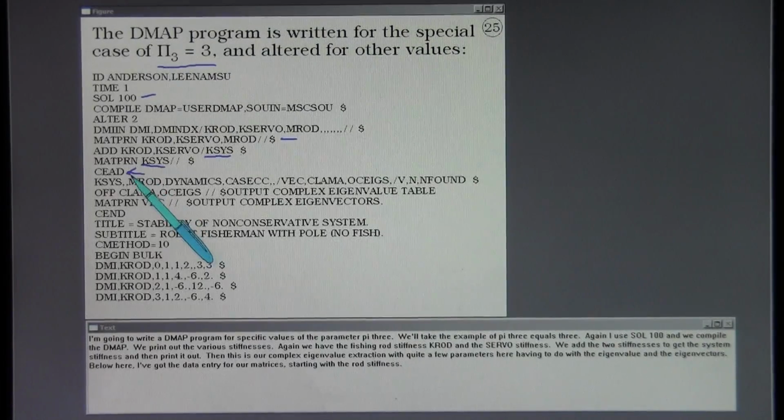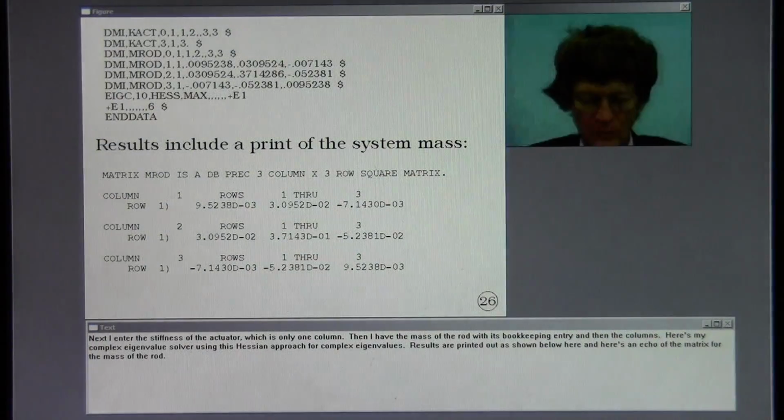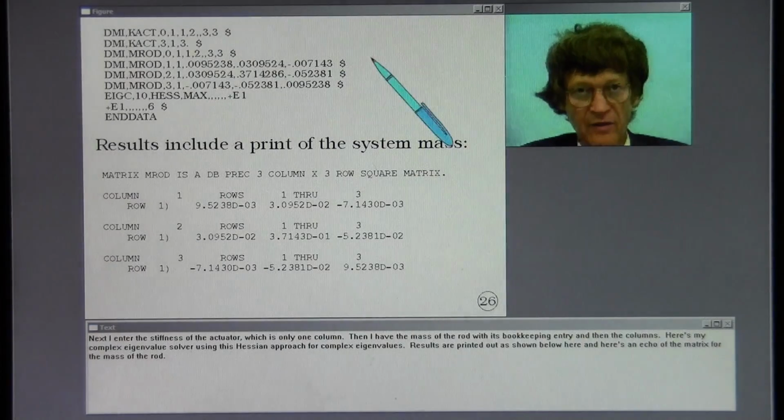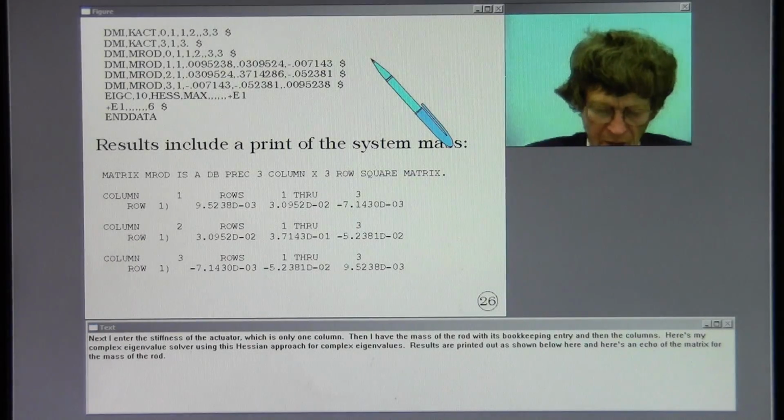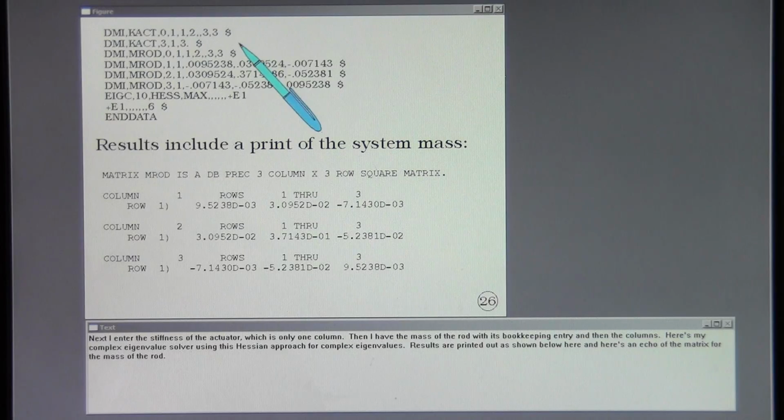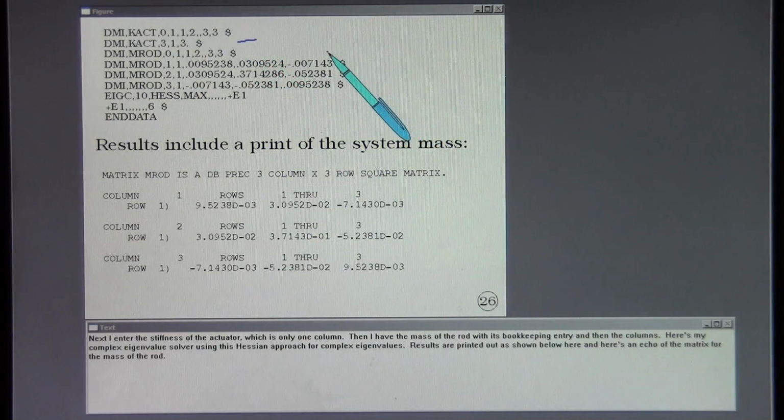Eigenvalue extraction with quite a few parameters here having to do with the eigenvalue and the eigenvectors. Below here I've got the data entry for our matrices, starting with the rod stiffness. Next I enter the stiffness of the actuator, which is only one column. Then I have the mass of the rod with its bookkeeping entry and then the columns.